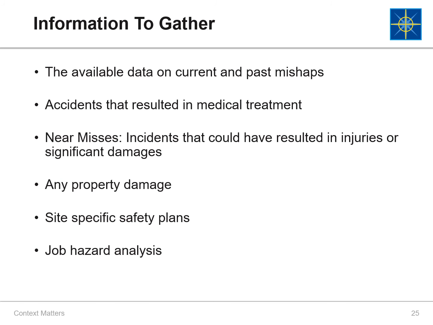Some possible information to gather includes the available data on current and past mishaps, accidents that resulted in medical treatment, near misses, in other words, incidents that could have resulted in injuries or significant damages, any property damage, site-specific safety plans, and job hazard analysis.